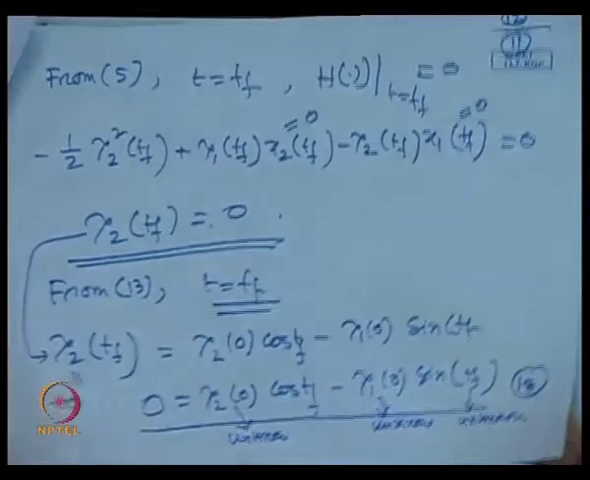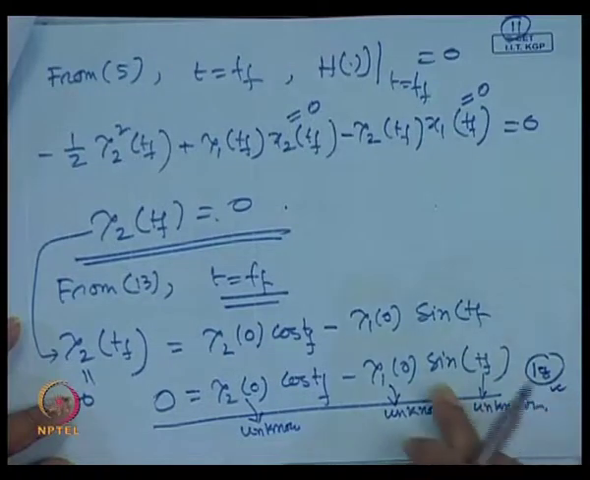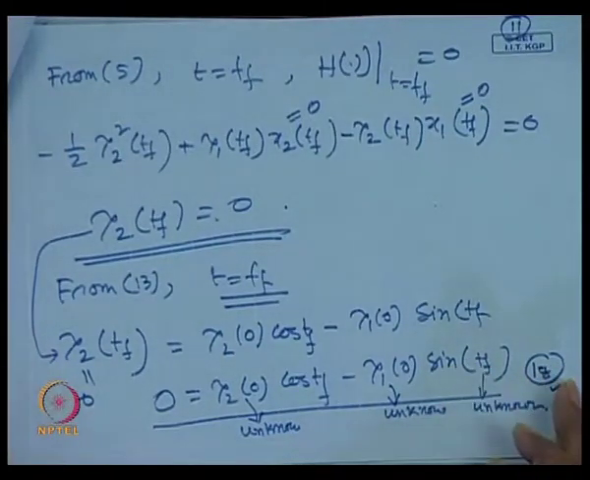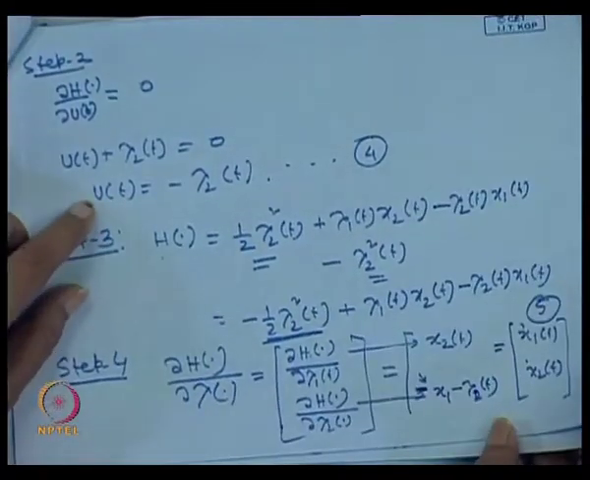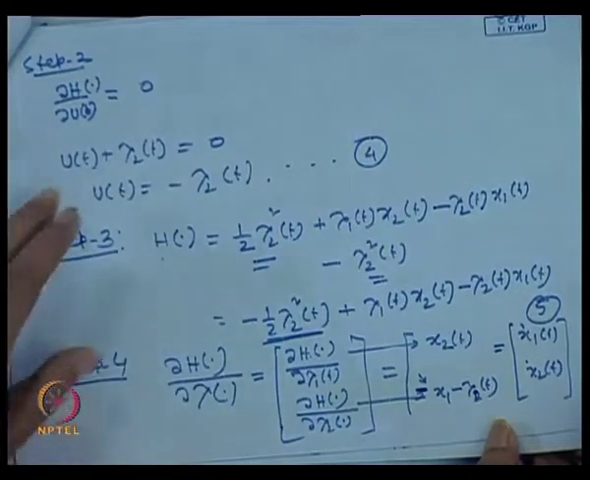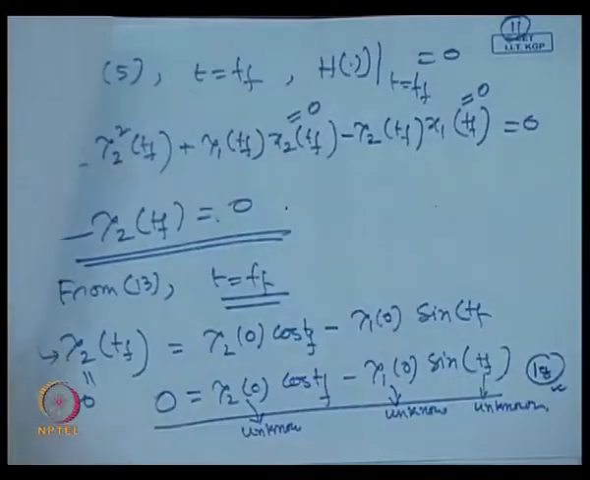So, by using the three necessary conditions as well as the boundary condition, we have come to this point: lambda 2 of 0 cos T f, lambda 1 of 0 sin T f. Equation 18 contains three unknowns, lambda 1 of 0, lambda 2 of 0 and sin T f, which is not known. But our main aim is to find the control law u, so for u of t you need the description of lambda 2 of t.